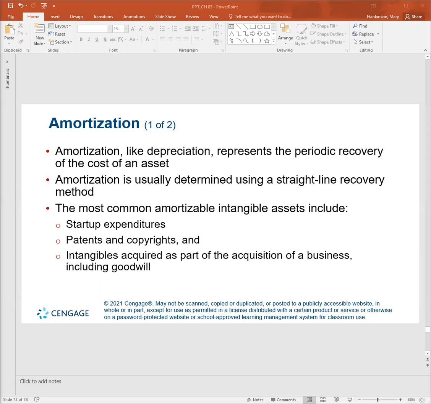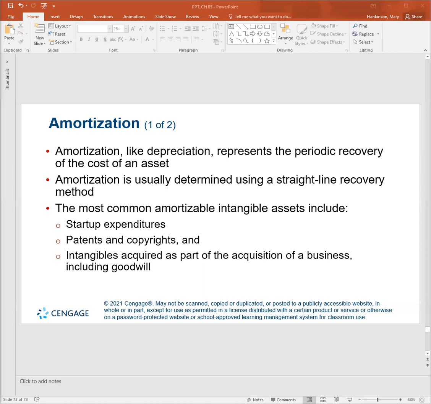The cost of certain intangible assets is recovered through amortization, which is like depreciation, and it represents the periodic recovery of the cost of an asset. Amortization is usually determined using a straight line recovery method, and the most common amortizable intangible assets include startup expenditures, patents and copyrights, and intangibles acquired as part of the acquisition of a business, including goodwill.